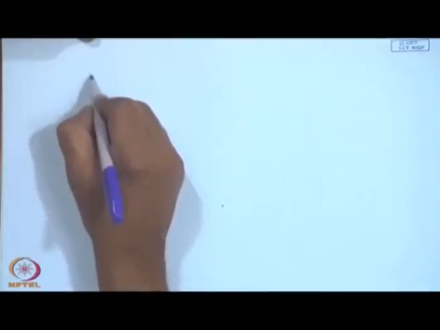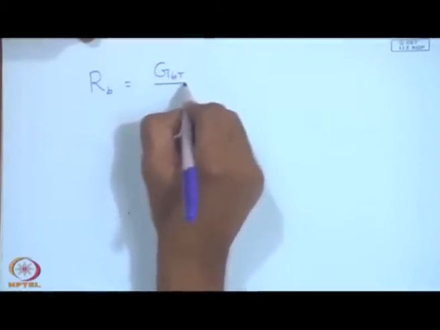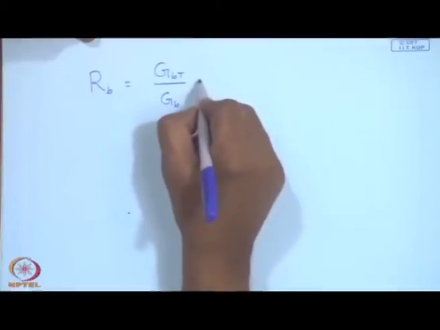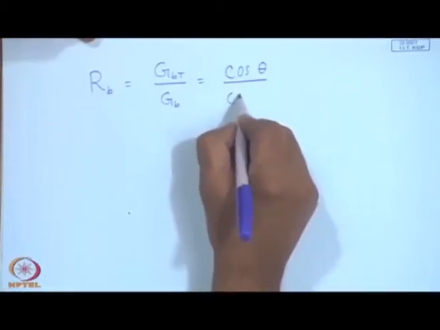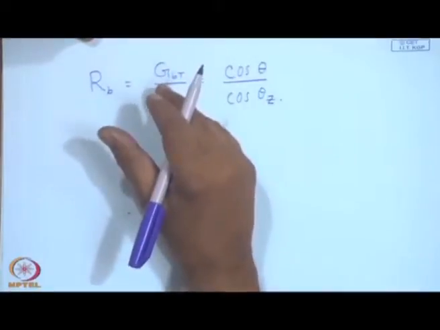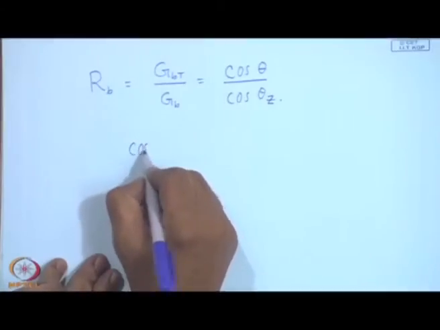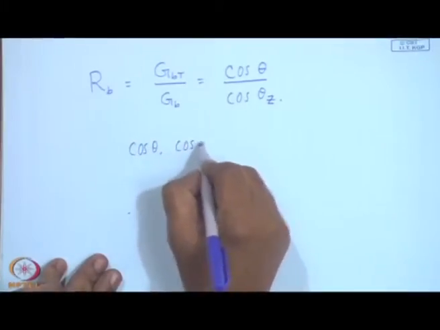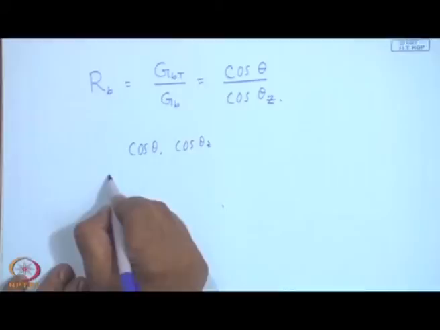So, now R b is by definition G b t by G b equal to cos theta by cos theta z. Okay. So, now we have got this expression for R b, and you can recall your cos theta expressions and cos theta z expressions, and I can remember easily for a south facing surface.